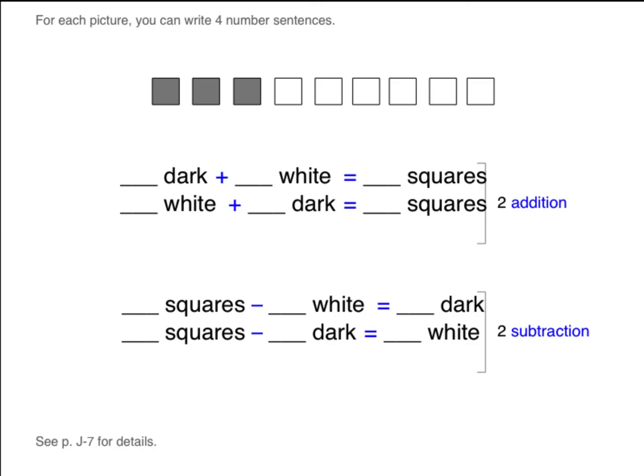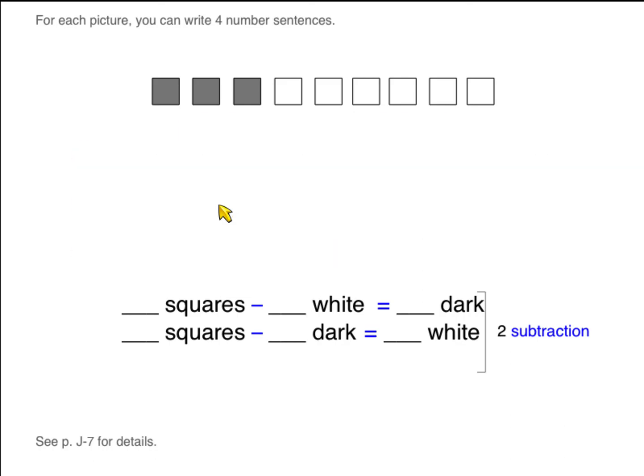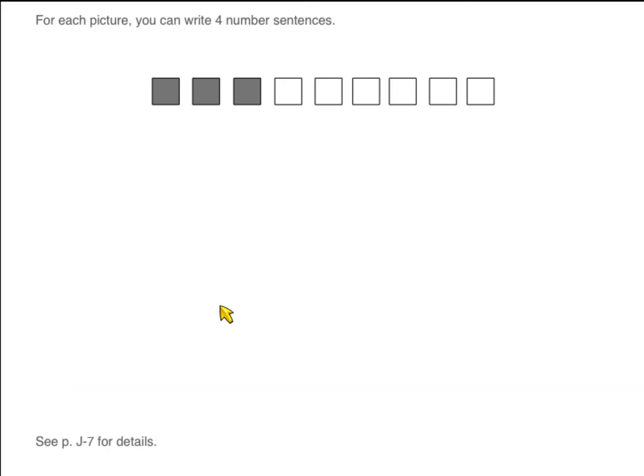Because you can do 4 number sentences for each one. We can do the adding ones. There's always 2 adding ones. And we can do the takeaway ones. There's 2 takeaway ones. See if you can do all of them for this one. You can pause me because I'm going to tell you now.